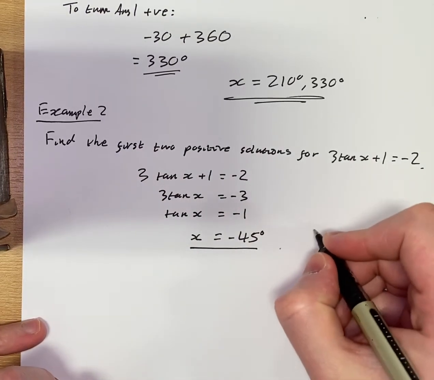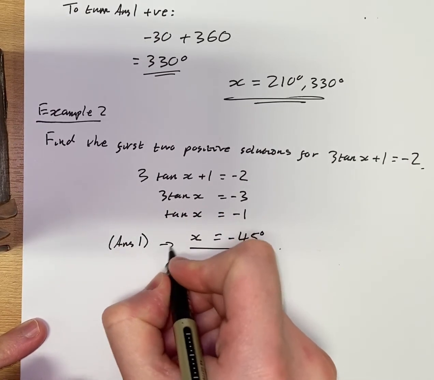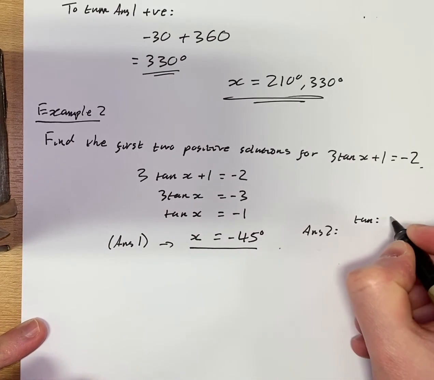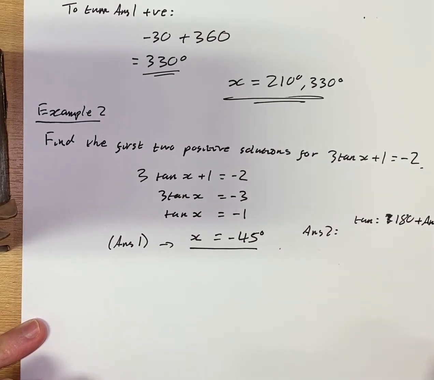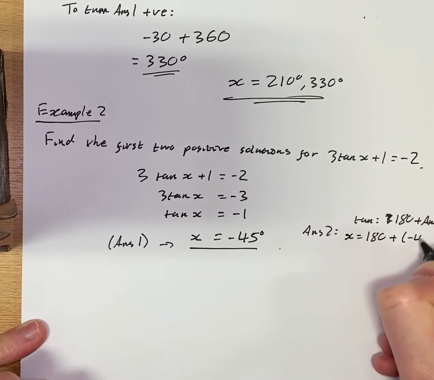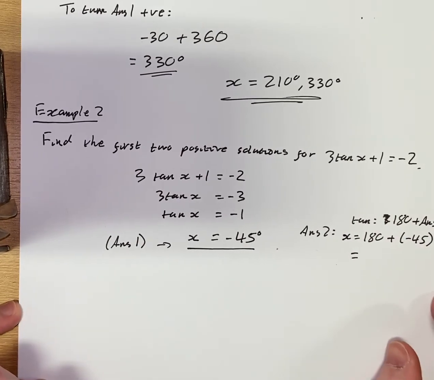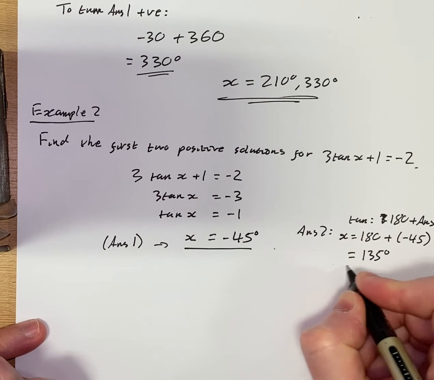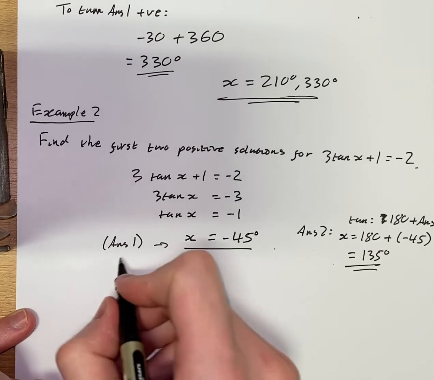Again, this is answer 1 that we've got so far. For answer 2, because we're dealing with tan, we're going to do 180 plus answer. So in this case, x equals 180 plus negative 45. Again, the answer key on your calculator is going to help you out here. So 180 plus negative 45 gives us 135 degrees. Lovely.